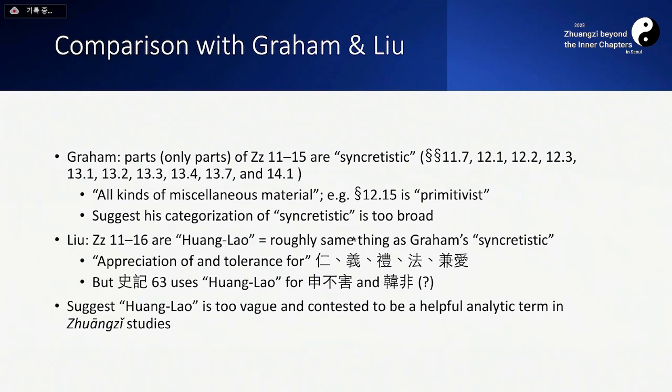Now, Graham points out that parts of 12 through 14 overlap with what Graham thinks of as primitivist writing, but Liu disagrees and holds that this group of Piān is sharply distinct from Zhuāngzǐ 8 through 11a. As I'll show in a moment, that's just a mistake.